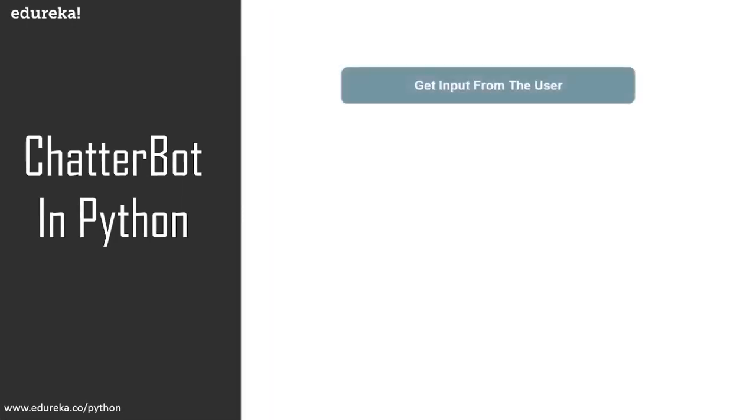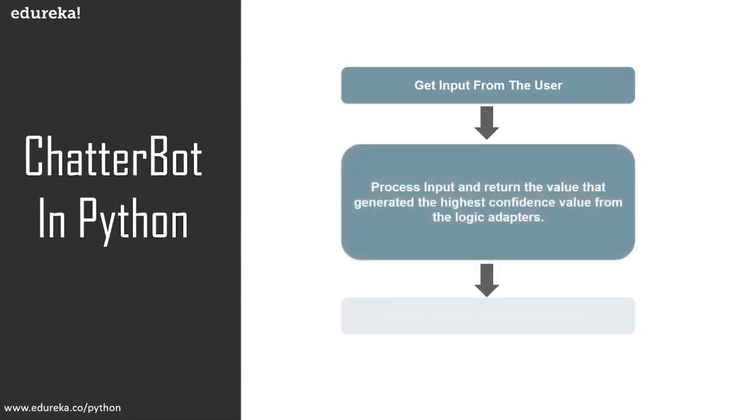So let's take a look at how Chatbot actually works. First of all, it will get the input from the user, and then it will process the input and return the value that is generated with the highest confidence. That is actually the matching of the statement. The most relevant statement is going to be processed, and then you will get the response from the input. So this is how Chatbot in Python actually works, guys. I'll show you how you can install Chatbot as well.